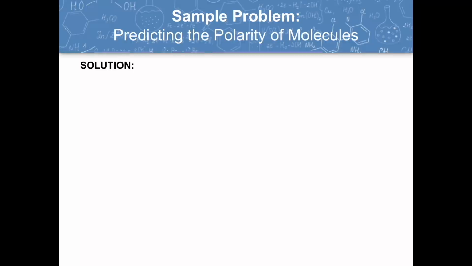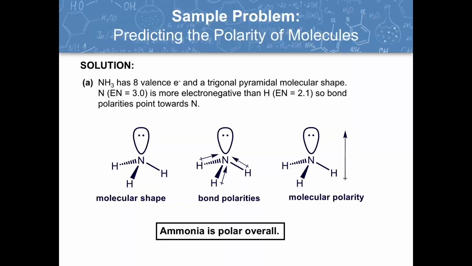For our first example, ammonia, remember that the molecular shape of our molecule based on our previous video would be trigonal pyramidal. Here, nitrogen is more electronegative than hydrogen, so the bond polarities will point towards nitrogen. And as you can see from the diagram, they will reinforce each other. Thus, the molecular polarity points toward N, and we can say that ammonia is polar.